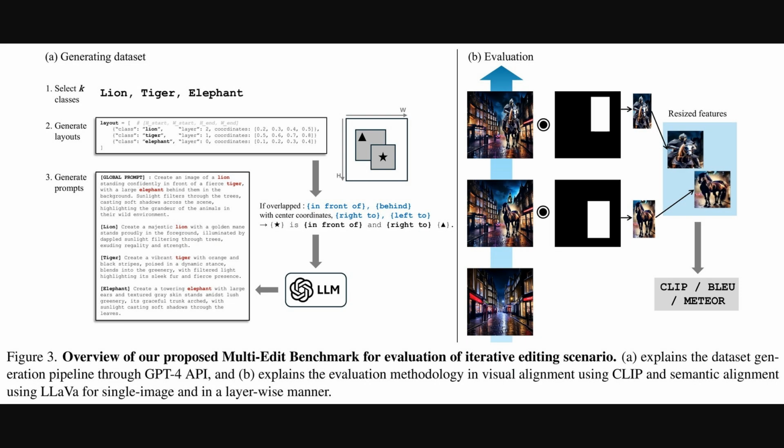So to properly evaluate these iterative edits, the authors introduce their multi-edit bench, detailed here. Part A shows its data generation pipeline, selecting object classes, defining layouts, and using a large language model for rich prompts. Part B then covers evaluation. Visual alignment is checked using contrastive language image pre-training, or CLIP, a model linking images to text. For semantic alignment, how well the meaning matches, they employ LLaVA, a large language and vision assistant, to calculate scores like Bilingual Evaluation Understudy, or BLEU, and Meteor, which are metrics assessing textual correspondence with the prompt.